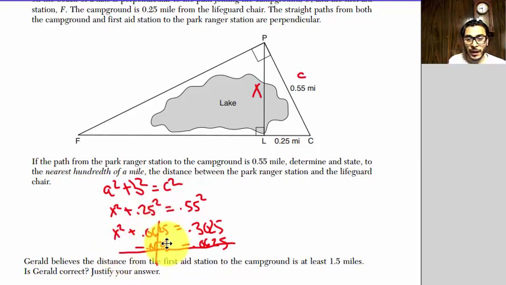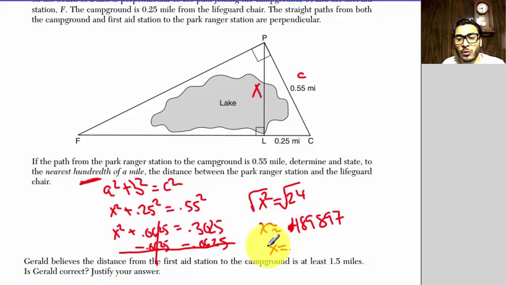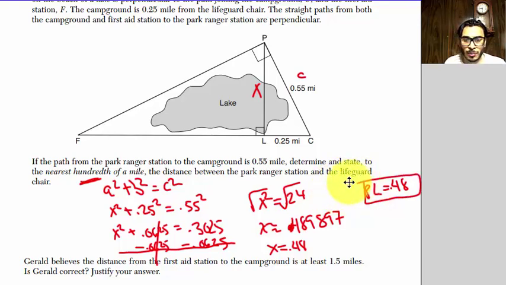Just use my calculator for that. Minus 0.0625. We get X squared equals 0.24. Let's square root both sides. Square root of 0.24. So we're going to write X equals 0.48. Or you could even say PL equals 0.48. Even better. So PL is 0.48.